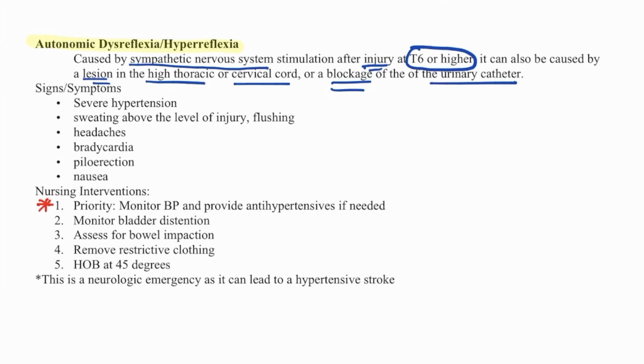Nursing interventions include our priority, so important, is to monitor blood pressure and provide antihypertensive meds if needed. We want to monitor bladder distension, assess for bowel impaction, remove restrictive clothes, and keep the head of the bed at 45 degrees. This is a neurological emergency as it can lead to a hypertensive stroke.